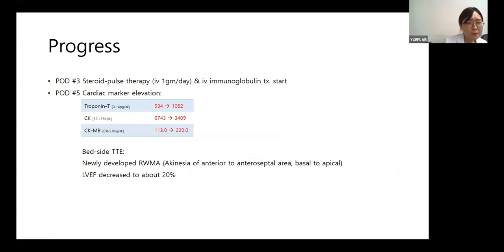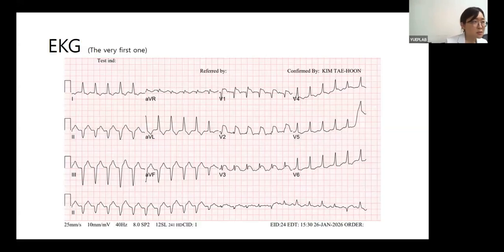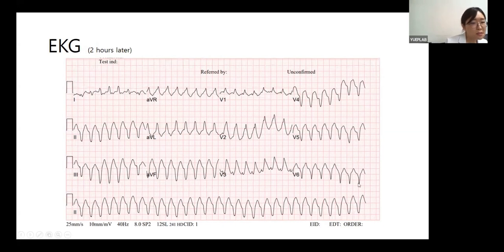So under the myositis diagnosis, they used a steroid course therapy and immunoglobulin therapy was started. But after that, cardiac markers were elevated even more, but the CK decreased. And that day, the TTE was like this. The ejection fraction was about 20%. And then, as you can see, there was a newly developed regional wall motion abnormality at the antero to anteroseptal area. And this was the first ECG. And after 2 hours, it changed to like this.